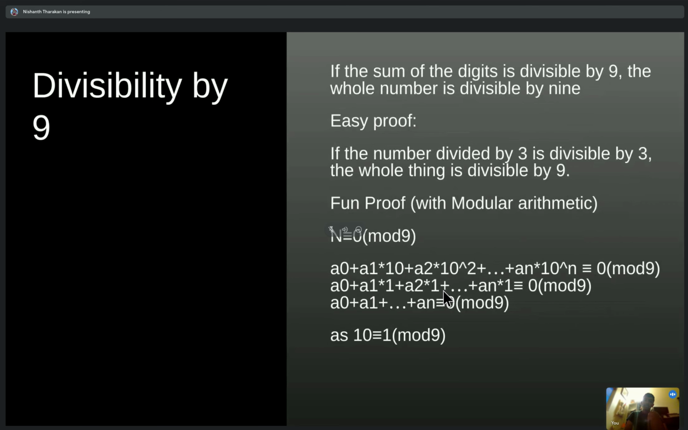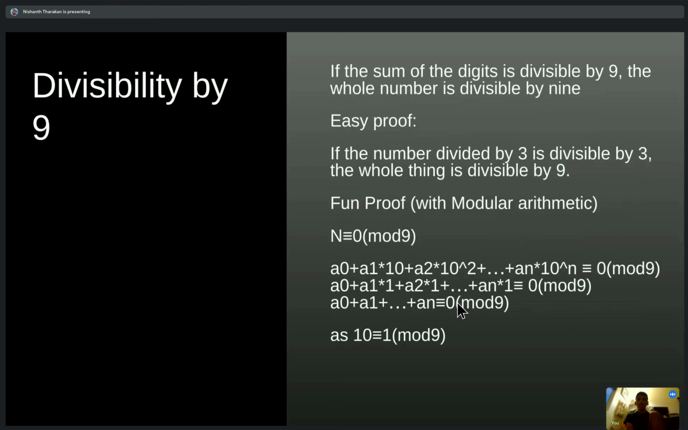Now, one fact that we use is that multiplication still works the same way in mod 9. So we just show that 10 is congruent to 1 in modular arithmetic mod 9. So all of this is just equal to 1, 1, 1. And then we just remove the 1s because they're redundant, and we show that it equals the sum of the digits. As long as the sum of the digits is divisible by 9, the whole thing is divisible by 9.